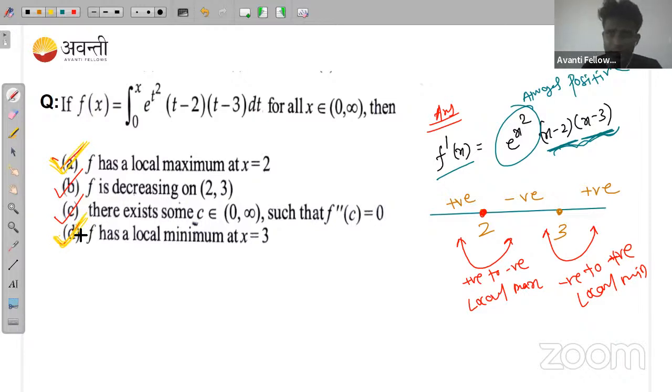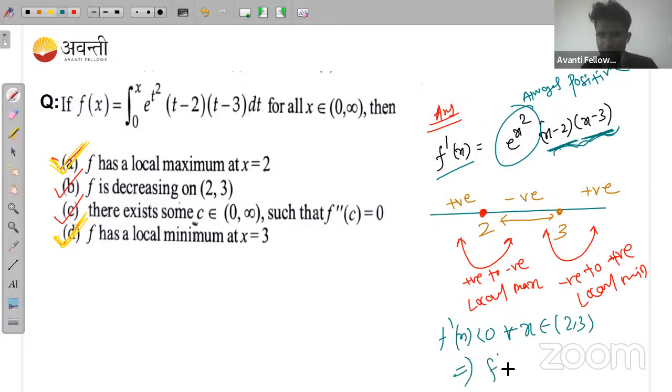Now in between 2 and 3, f dash x is negative. Yes or no? From the graph, from 2 to 3 you can clearly see that f dash x is negative. So I can say that f dash x is less than 0 for all x belonging to 2 to 3. That implies I can say that f of x is decreasing. Yes or no? Okay. It's decreasing. So option B is also correct.